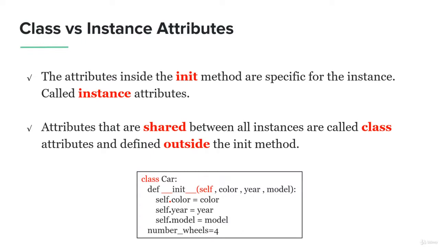Here we have the color, the year, and the model. They are instance attributes, so they are specific to the instance. On the other hand, the number of wheels, right, the last attribute here, is shared between all the objects. So this is a class attribute. It's specific to the class because it's shared between all the instances.